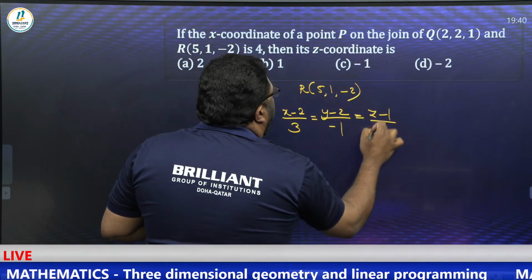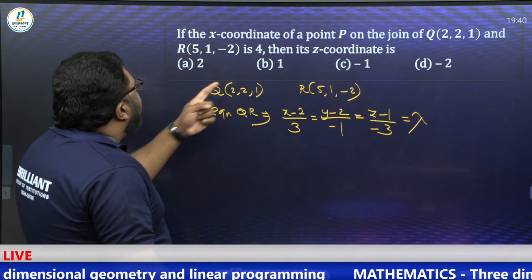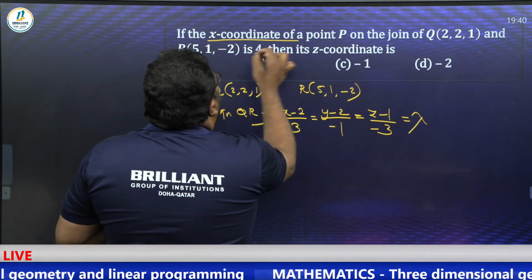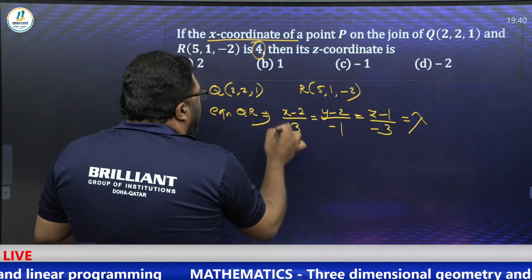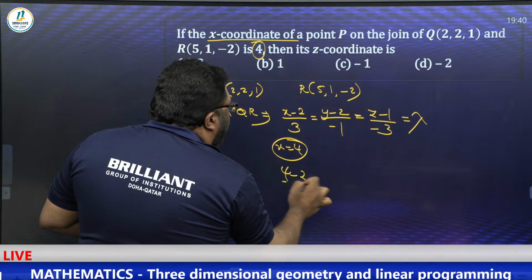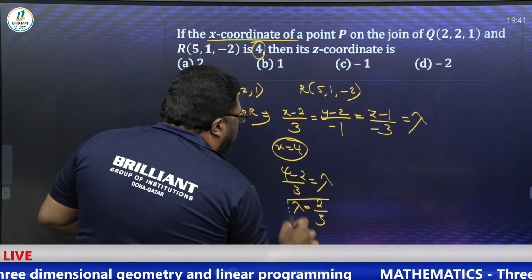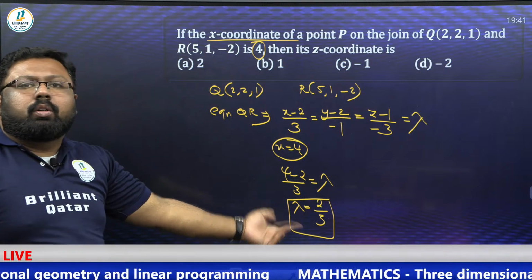Z minus 1 by minus 3 equal to lambda. And they said that the x coordinate is 4. Substitute x is equal to 4 in this. So I'll get 4 minus 2 by 3 equal to lambda. So lambda is again 2 by 3. I got lambda is equal to 2 by 3.